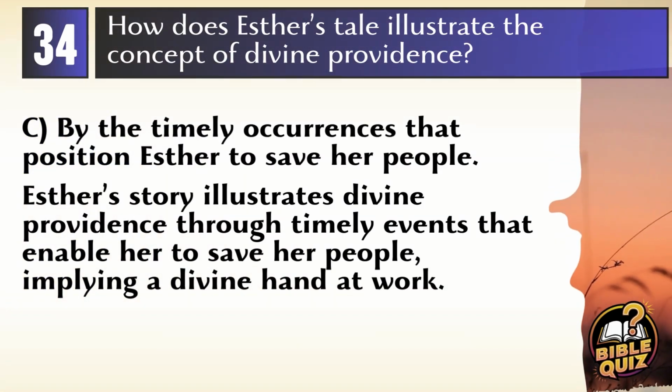Answer C. By the timely occurrences that position Esther to save her people. Esther's tale illustrates the concept of divine providence through a series of timely and fortuitous events, from her ascension to the throne to her influence over the king, suggesting a divine hand guiding these outcomes.